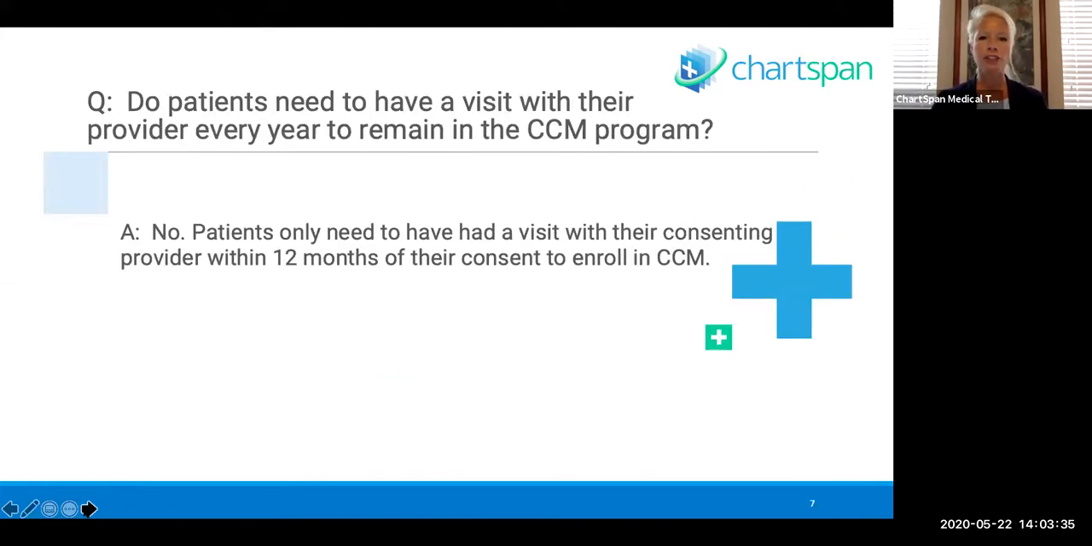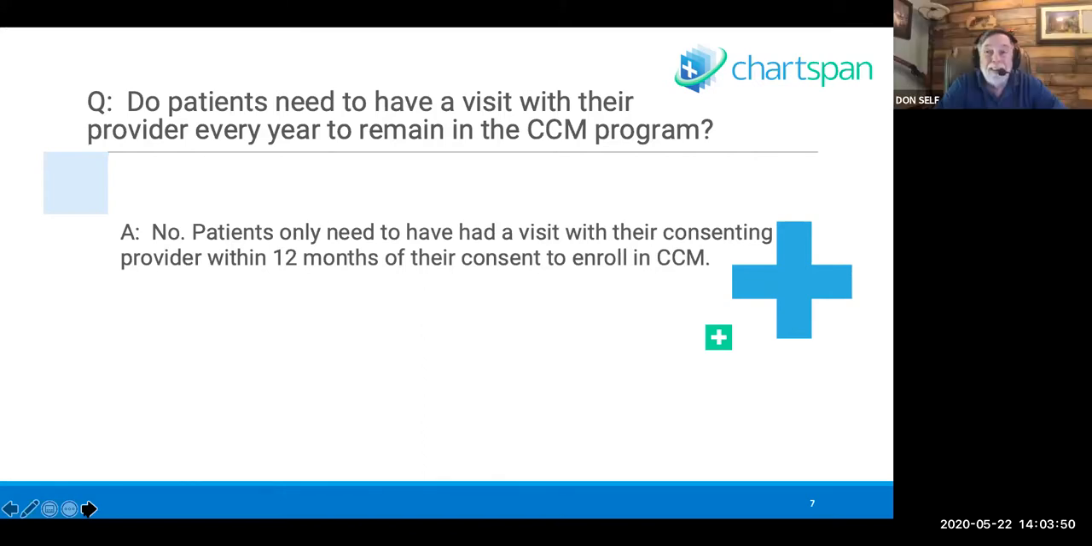Good. Do patients who are in the CCM program, for example, let's say a patient has consented to the program, they've enrolled in the program, is it necessary for them to actually see their provider every single year or on routine visits once they've enrolled in the program? It's not required by Medicare that they see them every 12 months as long as the doctor has seen the patient in the previous 12 months.